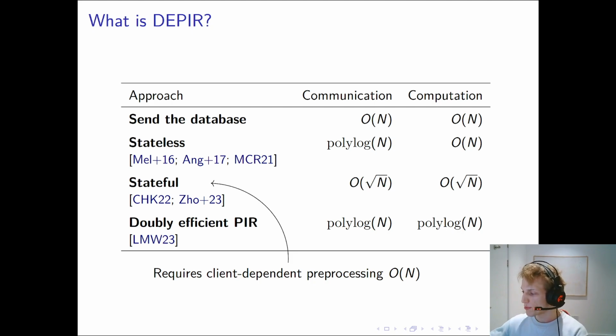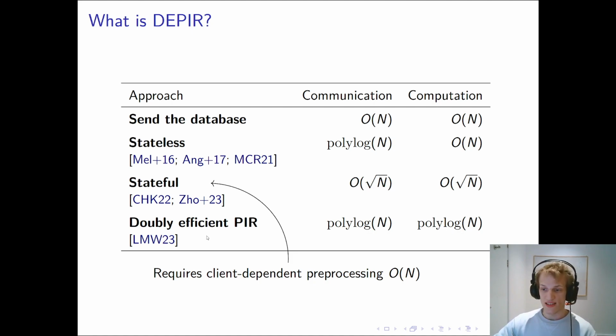So a preprocessing phase that doesn't have to be executed for each client, but can be executed just once before any clients are even known. And if we use this and at the same time achieve communication and computation complexity, both polylogarithmic in N, then this is what we would call doubly efficient PIR. For a long time, about 20 years, doubly efficient PIR has been an open problem, and thus giving rise to the other two avenues of PIR schemes.